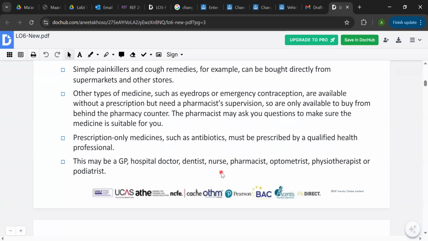There are other types of medications like eye drops or emergency contraceptives. They are available without a prescription, but they need pharmacist supervision. So they are only available to buy from behind the pharmacy counter. The pharmacist may ask you several questions to make sure that the medicine is suitable for you. There are also prescription only medications that must be prescribed by a qualified health professional.